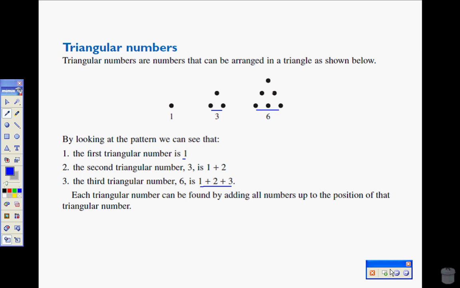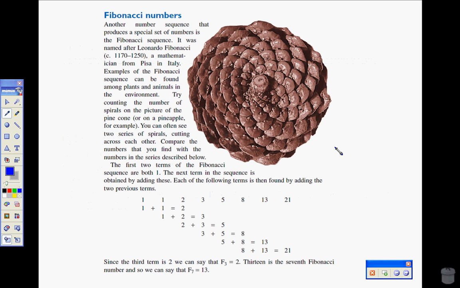The next one's a really important one, and this is called Fibonacci. If you've watched The Da Vinci Code, you would have seen that the Fibonacci series plays a big part in it. If you haven't seen it, have a look at it. It's a really good movie, and it's based around a lot of mathematics and a lot of patterns and codes. And the Fibonacci series is a really important one.